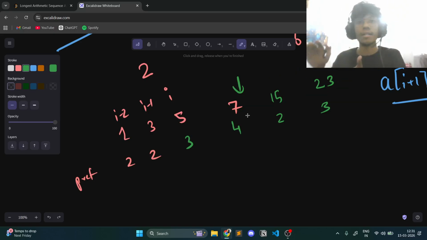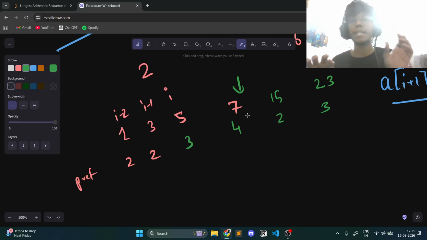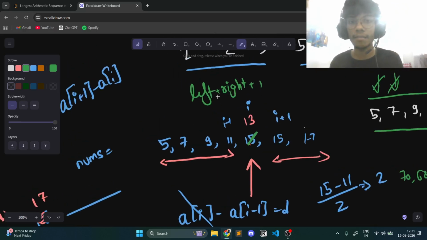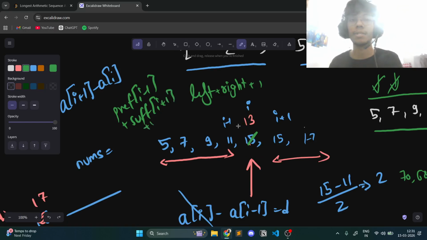So similarly, just take a minute to digest this, and similarly we can do it for the suffix one. So now we'll have the maximum possible length valid array that I can form till the left part and till the right part, right? So we'll have these values, prefix of i minus 1 and suffix of i plus 1. We can just add them, that is prefix of i minus 1 plus suffix of i plus 1 plus 1 to add this particular element.